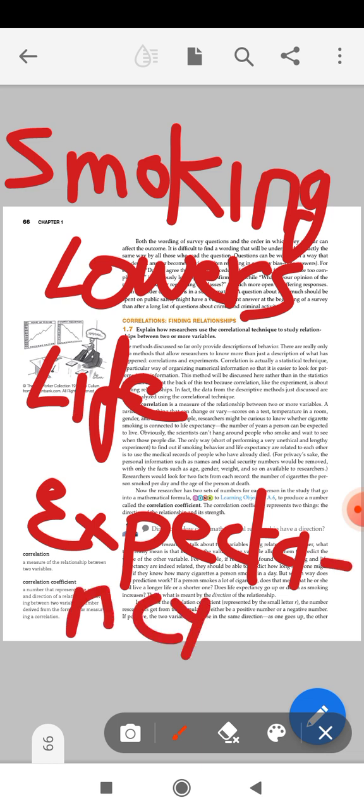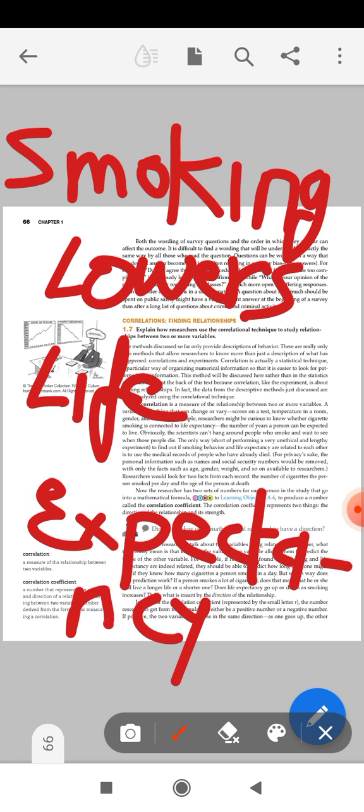Right. So this is the example which I will use to make you understand what correlation is. Smoking lowers life expectancy. How are we going to find the result? This is your hypothesis, obviously, and we have to find the relation between smoking and life expectancy.